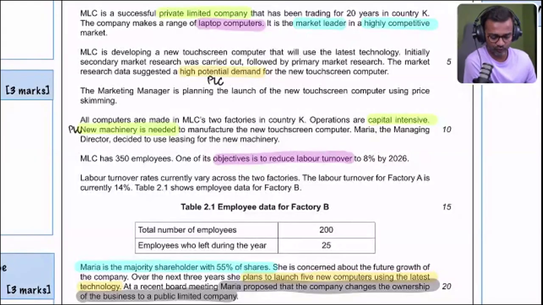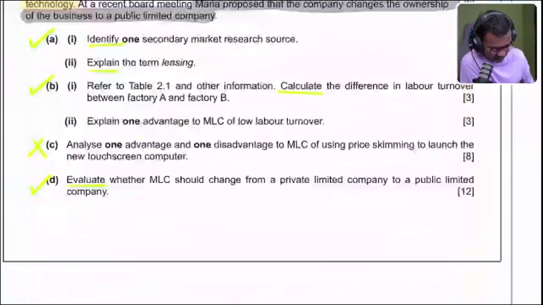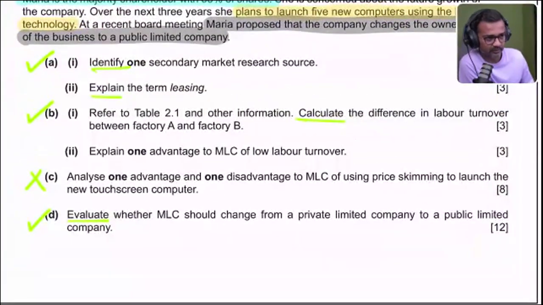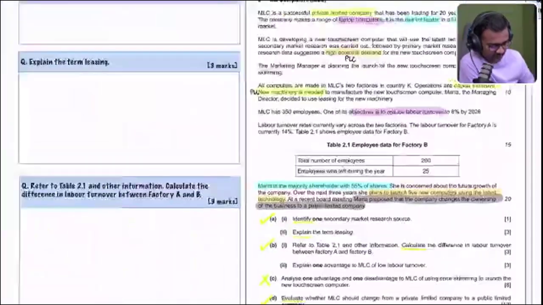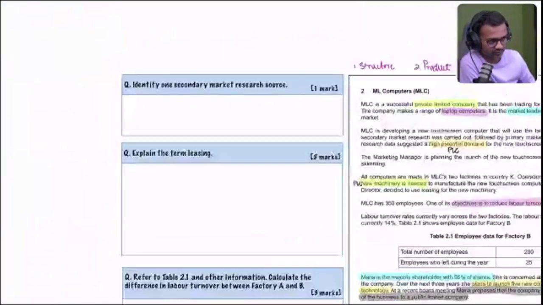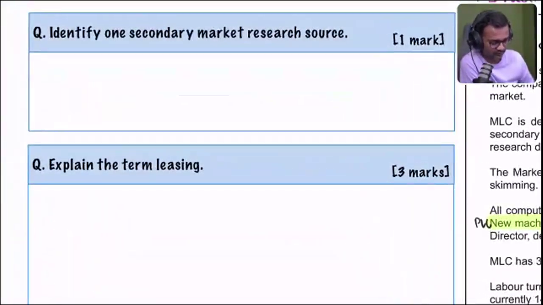This is March 2024, paper 2.2, second case study in it. So let's get into it. What I've done is, as you see, these are the three questions that I'm about to do, part A, B, and D. And I've just brought them here on the other side. So just the same questions, just using them in this space.